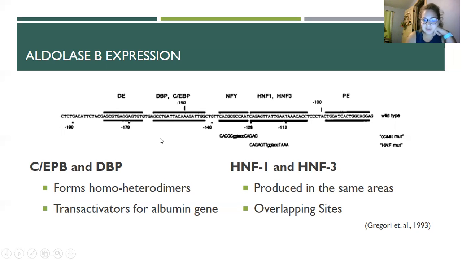And in the picture, you can see the overlap of the HNF1 and the HNF3. You can see that there's that overlap there. So this is where you're looking chromosome wise. So you have your DE, your DBP, your C/EBP. So all of those different Aldolase B expressions.